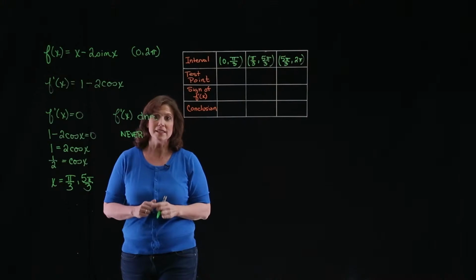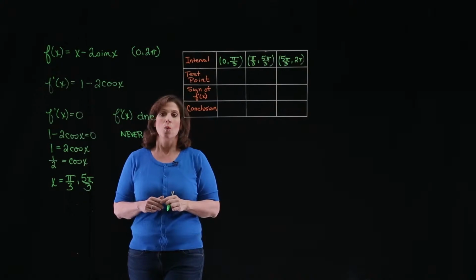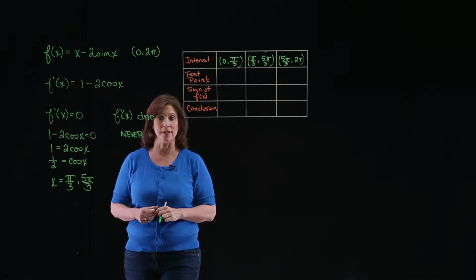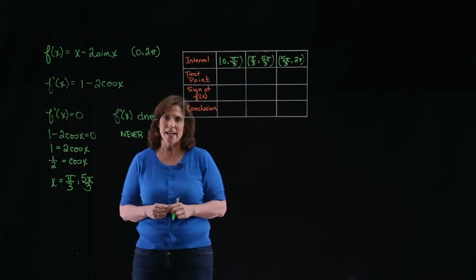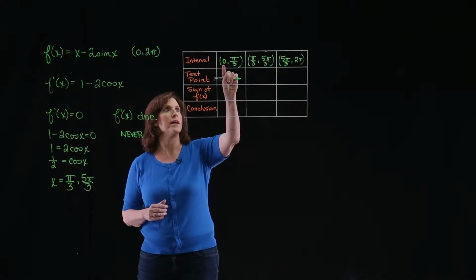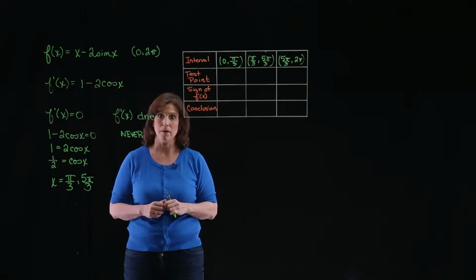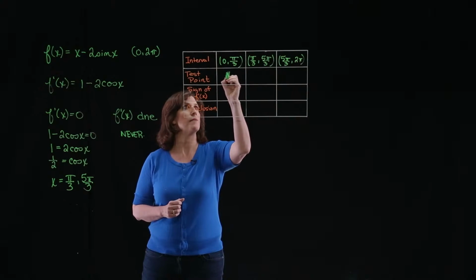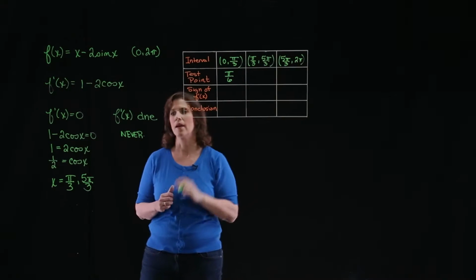Okay, now on each of these intervals, I need to determine when the derivative is positive and negative, because that will tell me when it's increasing or decreasing. So what I'm going to do is take a test point in each of those intervals. It can be any point that I want between 0 and pi over 3. A nice point to use might be pi over 6. So let's try pi over 6.